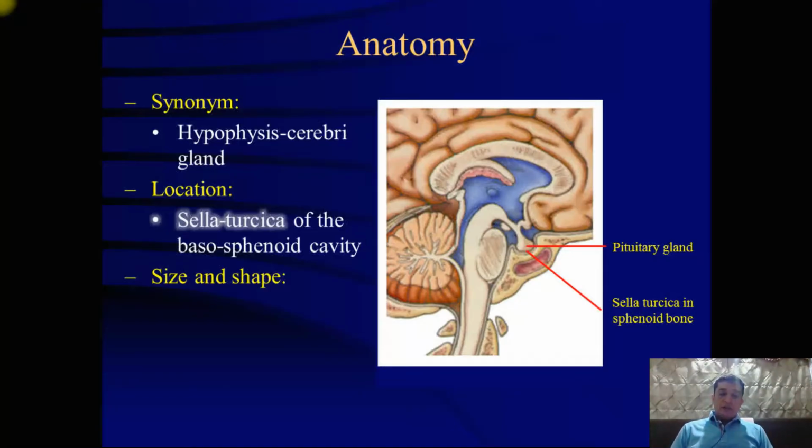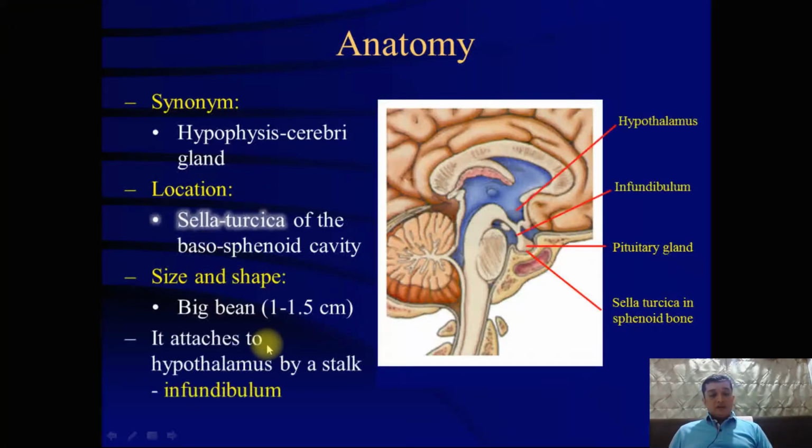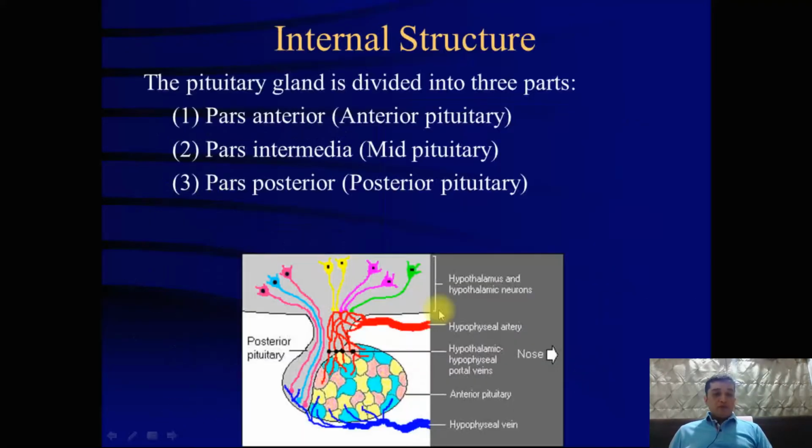Size and shape: it is approximately 1 to 1.5 centimeters in size. You can consider it the size of a pea or a big bean. That is how the size and shape dimensions are given. It has an attachment with an important structure: anatomically it is connected with the hypothalamus, and this connecting structure is called the infundibulum. It is a stalk-like structure which connects the pituitary gland with the hypothalamus.